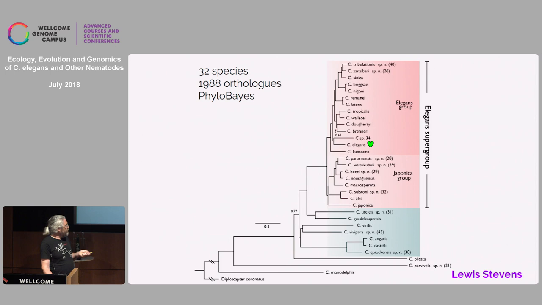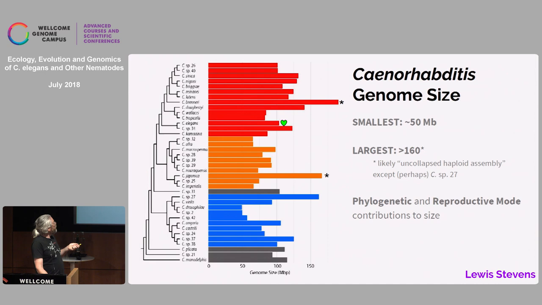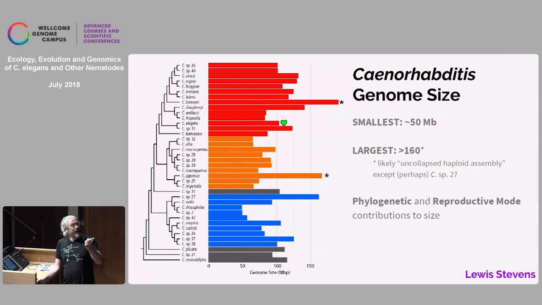So, gene and genome evolution. For example, here's a mapping of genome size across the tree. And I hope you see there's some exciting things on here. There are some genomes which are very big, in the region of 160 megabases. Some of these we think are because the genome assemblies aren't very good and these need to be redone. This one here, Caenorhabditis species 27, really is very long.